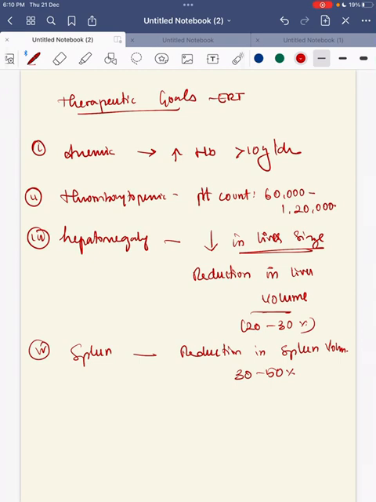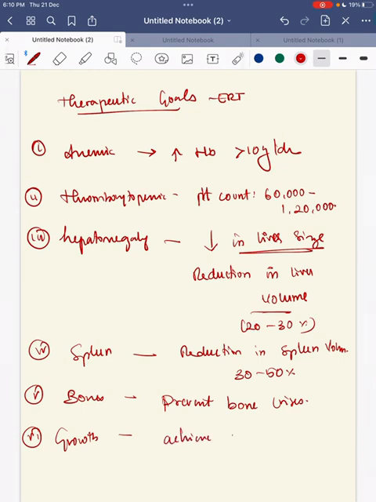which you can see in the ultrasonogram. Okay, next, in bones, it can lessen or prevent bone pain and bone crisis. And it can also prevent fractures. Sixth, growth. In growth, the child can achieve normal height and weight, and the quality of life can be improved.